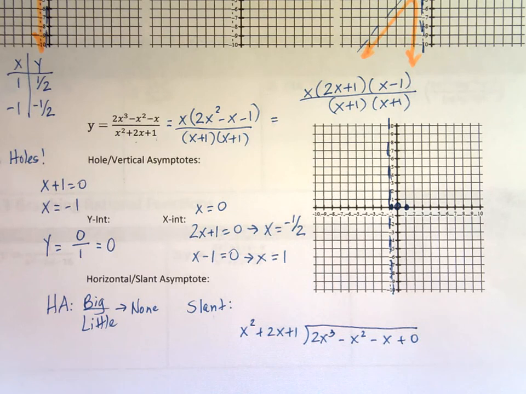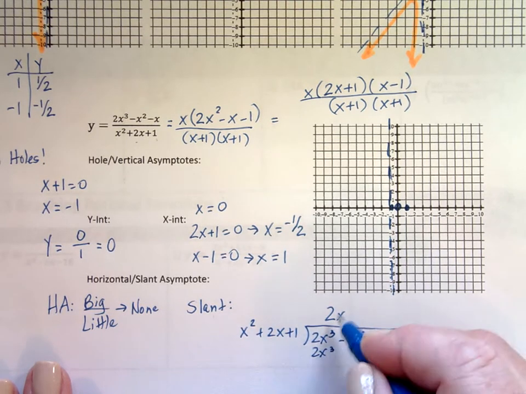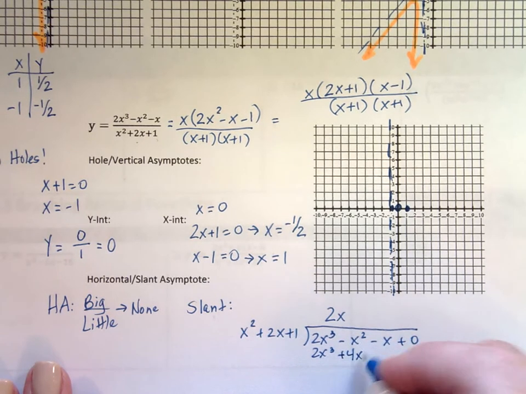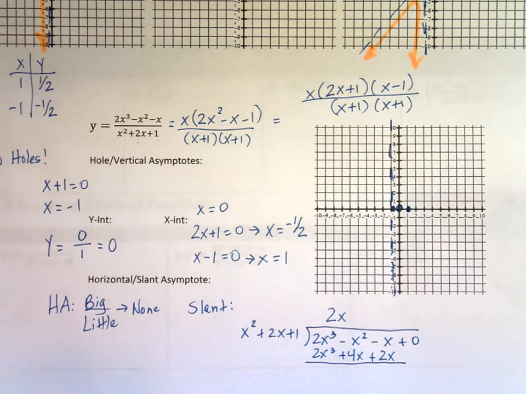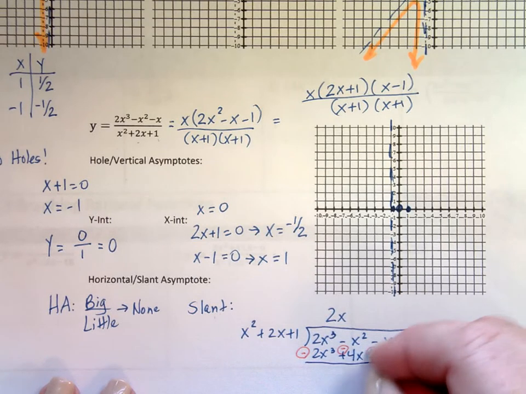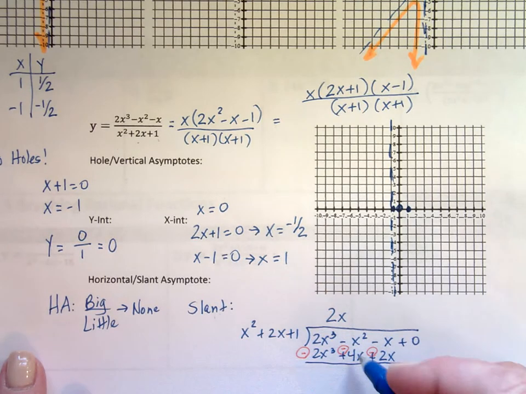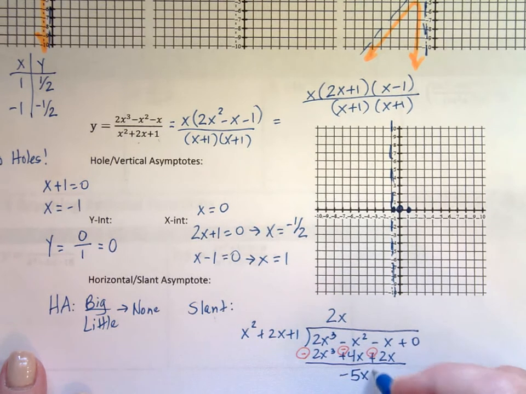So you're going to go and do your firsts. I don't know if you remember this from a few weeks ago when we did long division, but 2x cubed divided by x squared is a 2x, goes up top. Multiply it through. 2x times x squared is 2x cubed. 2x times 2x is 4x squared. 2x times 1 is 2x. And then we color penciled this, if you remember. Change the signs. Two x cubes cancel. I have a negative 5x squared, and I have a minus 3x, and then a plus 0.